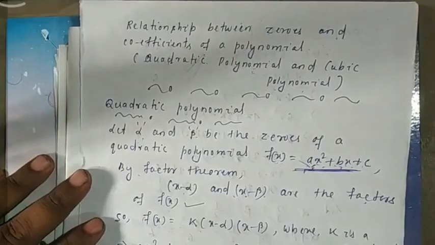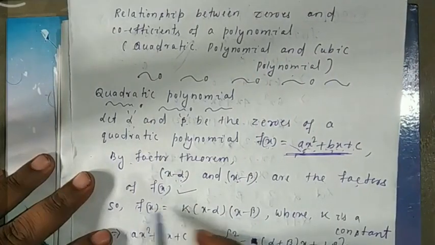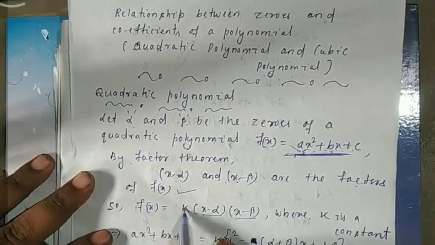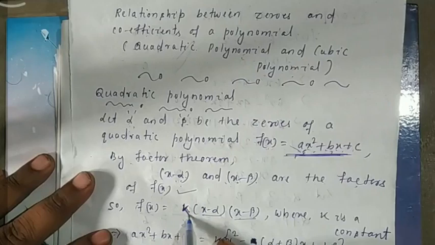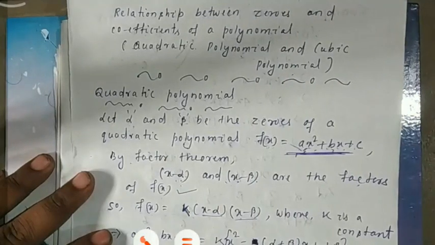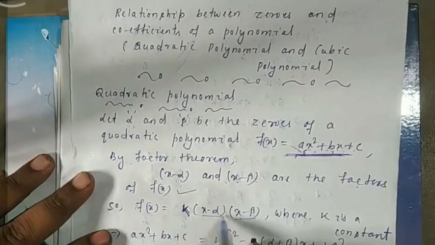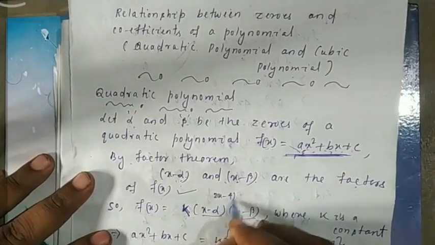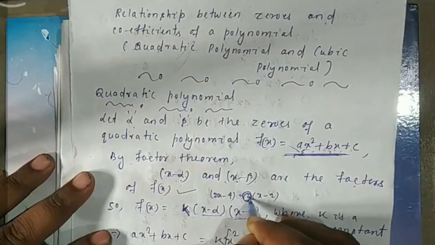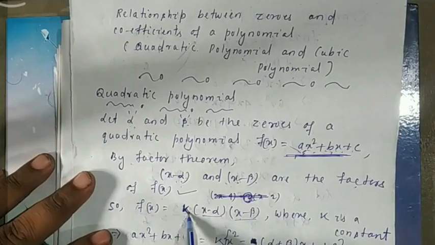If these two are the factors, we can write f of x equals k into x minus alpha into x minus beta. I added k here; k is a constant, any constant number. Why did I add a constant? Suppose a factorization is of the form 2x minus 4. If I take 2 common, then x minus 2 remains, so 2 is the constant. Like that, there is a chance of constant numbers appearing.